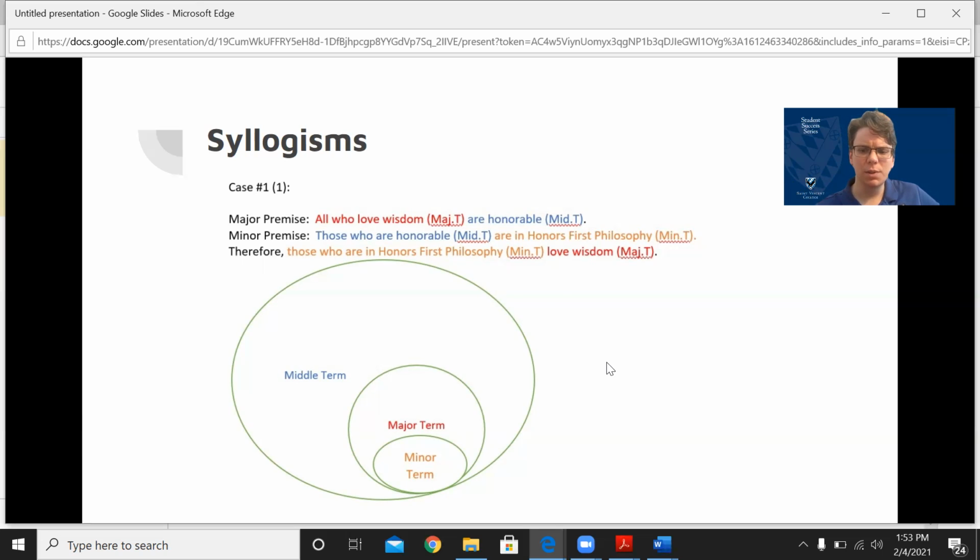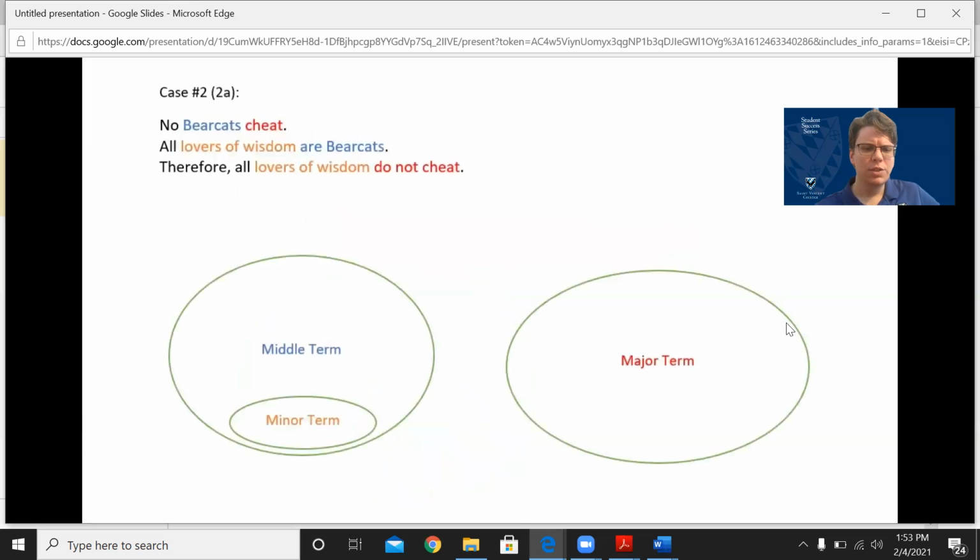examples of syllogisms. So example 2A is as follows: no bearcats cheat. All lovers of wisdom are bearcats, therefore all lovers of wisdom do not cheat. Our minor premise, the one that contains the subject of our conclusion, is premise 2. All lovers of wisdom are bearcats. The major premise then is the first, because it contains the predicate of our conclusion, cheating.